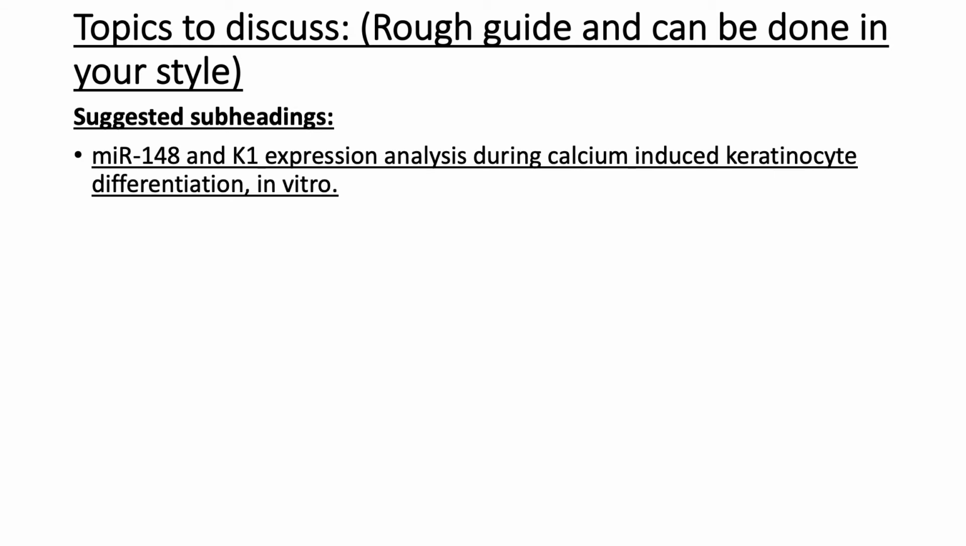What I want to suggest is just some topics and some rough guide on what you should include in terms of your subheadings. And again, this is completely up to you if you want to take this advice or not, but it will help if you do. So the suggested topics or subheadings I suggest you break your discussion into is mu148 K1 expression analysis during calcium-induced differentiation in vitro. What you should talk about is RNA gel, what you had, and most importantly, qPCR analysis on what you found.